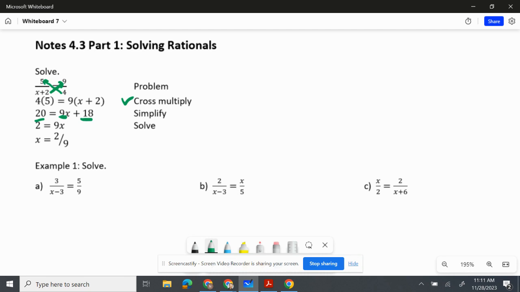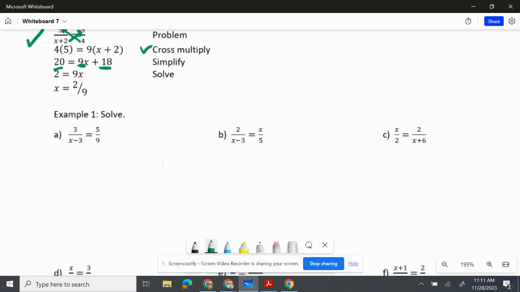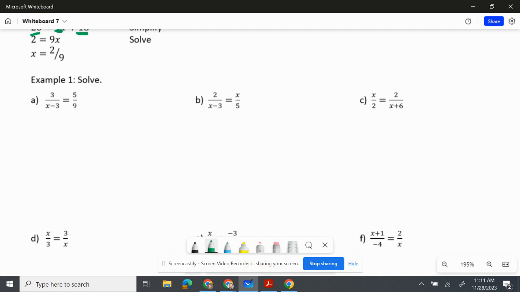Now, there are going to be two different types of problems that we're going to be solving. One would be linear equations, just like this example showed. The other one is going to be quadratic equations. So looking at example 1, we're going to cross multiply. Once we cross multiply, we get 27 is equal to 5x minus 15.